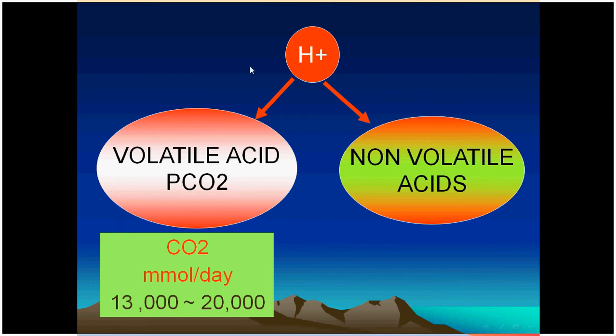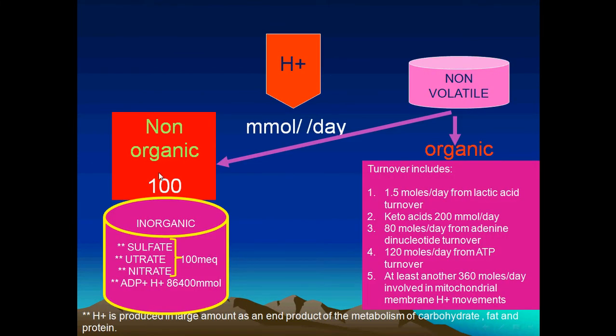So the end product of metabolism is an acid, and this acid may be volatile, like carbon dioxide, whose daily production is about 13,000 to 20,000 millimole per day. The non-volatile acids may be inorganic, like sulfate, urate, and nitrates, and these form about 50 to 100 millimole per day. The organic acids, like lactic acid, are produced at about 1,500 millimole per day, and keto acids at about 200 millimole per day, and these are reutilized again within normal physiology in the citric acid cycle.